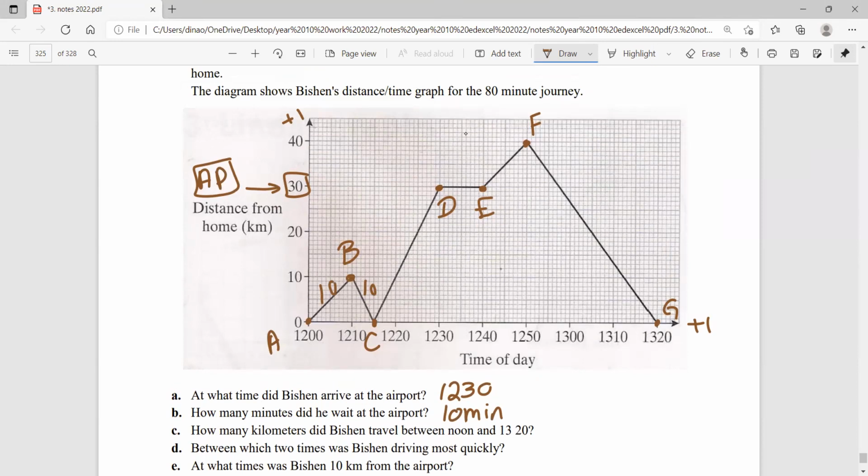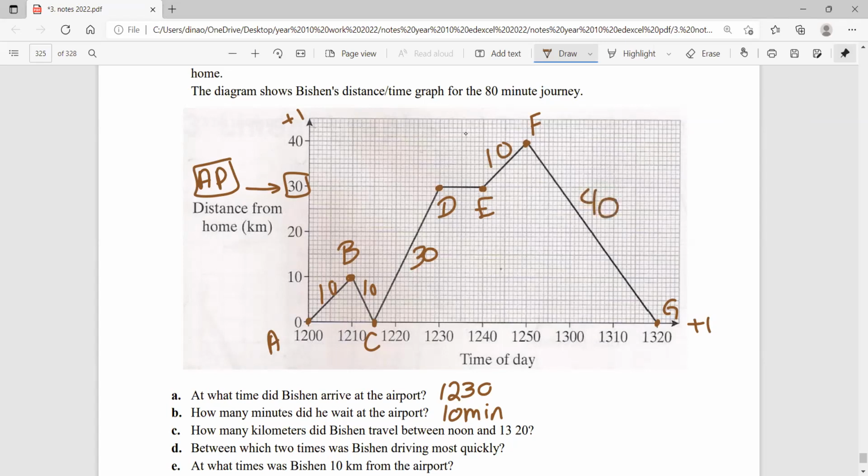And then from C to D, he traveled 30 kilometers to the airport. So 10 plus 10, 20. 20 plus 30 is 50. He stayed at the airport. From E to F, from the airport to his grandmother is another 10. And then from his grandmother to his house is a total of 40.